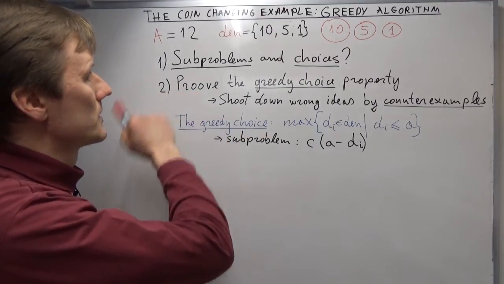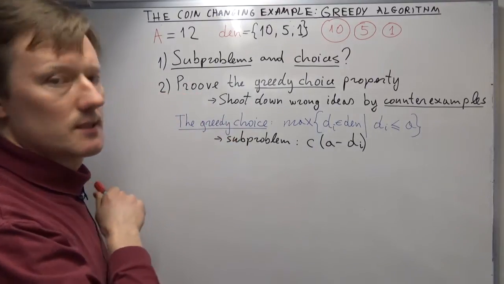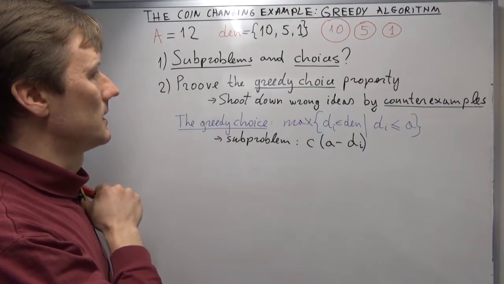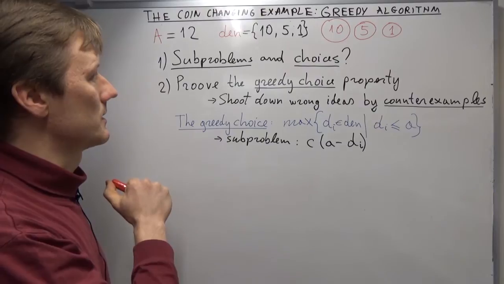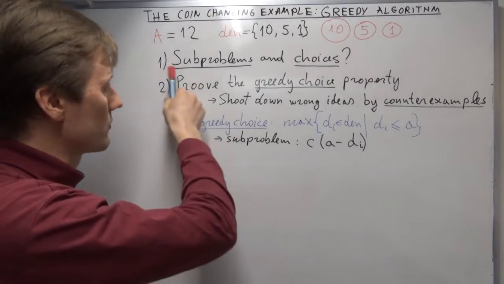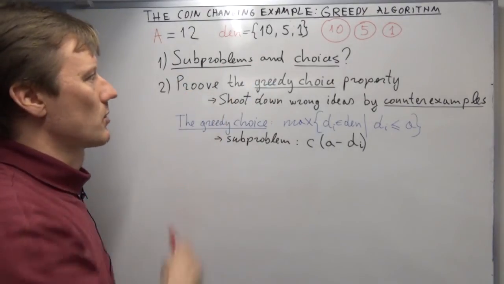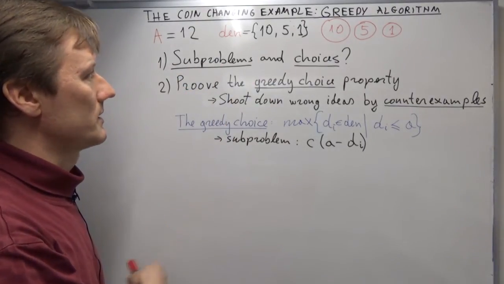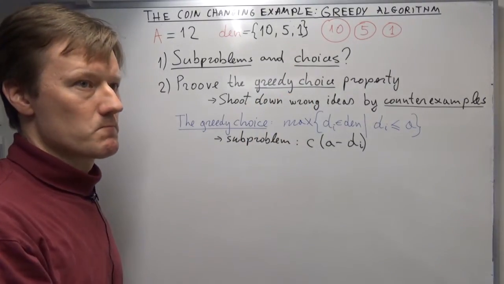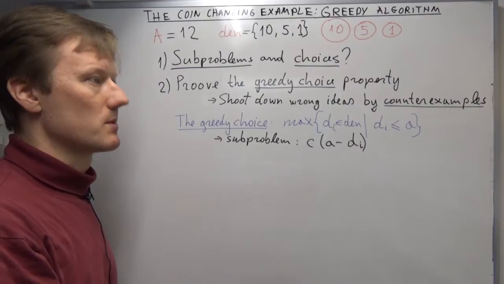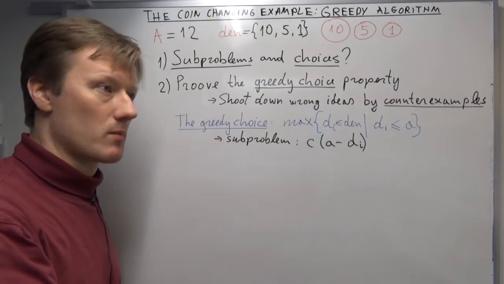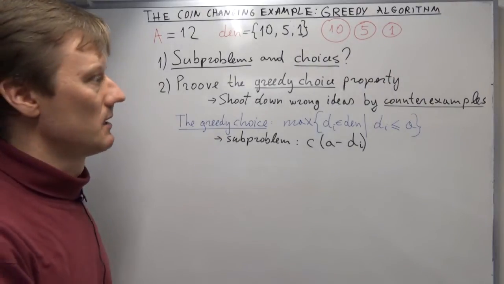So when you design a greedy algorithm, you still have to think about the same things as when you design a dynamic programming algorithm. You have to think about what kind of sub-problems you can identify and what choices you have when solving a given sub-problem, and then when you make a choice, what other sub-problem or sub-problems arise.